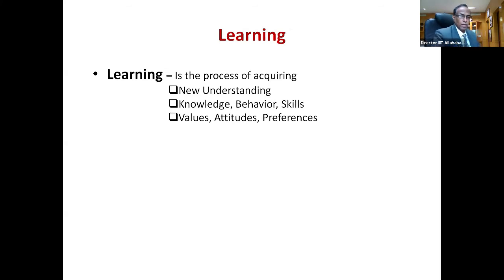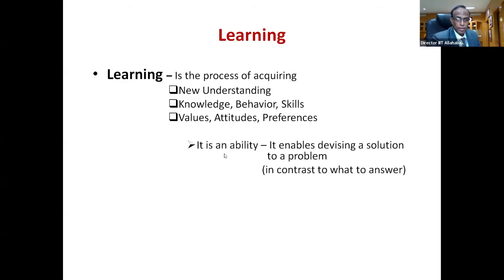And note that initially we had our machine learning, which depended upon this preparation. On the contrary, learning is the process of acquiring new understanding. It's not merely understanding, but a new dimension to understanding. Learning is the process of acquiring knowledge. Learning is the process of acquiring behavior. See, naturally, if you have learned very well, your behavior traits will also change automatically. Learning is the method of acquiring skills. Learning implies learning values, learning attitudes, learning preferences. Okay, this is learning.